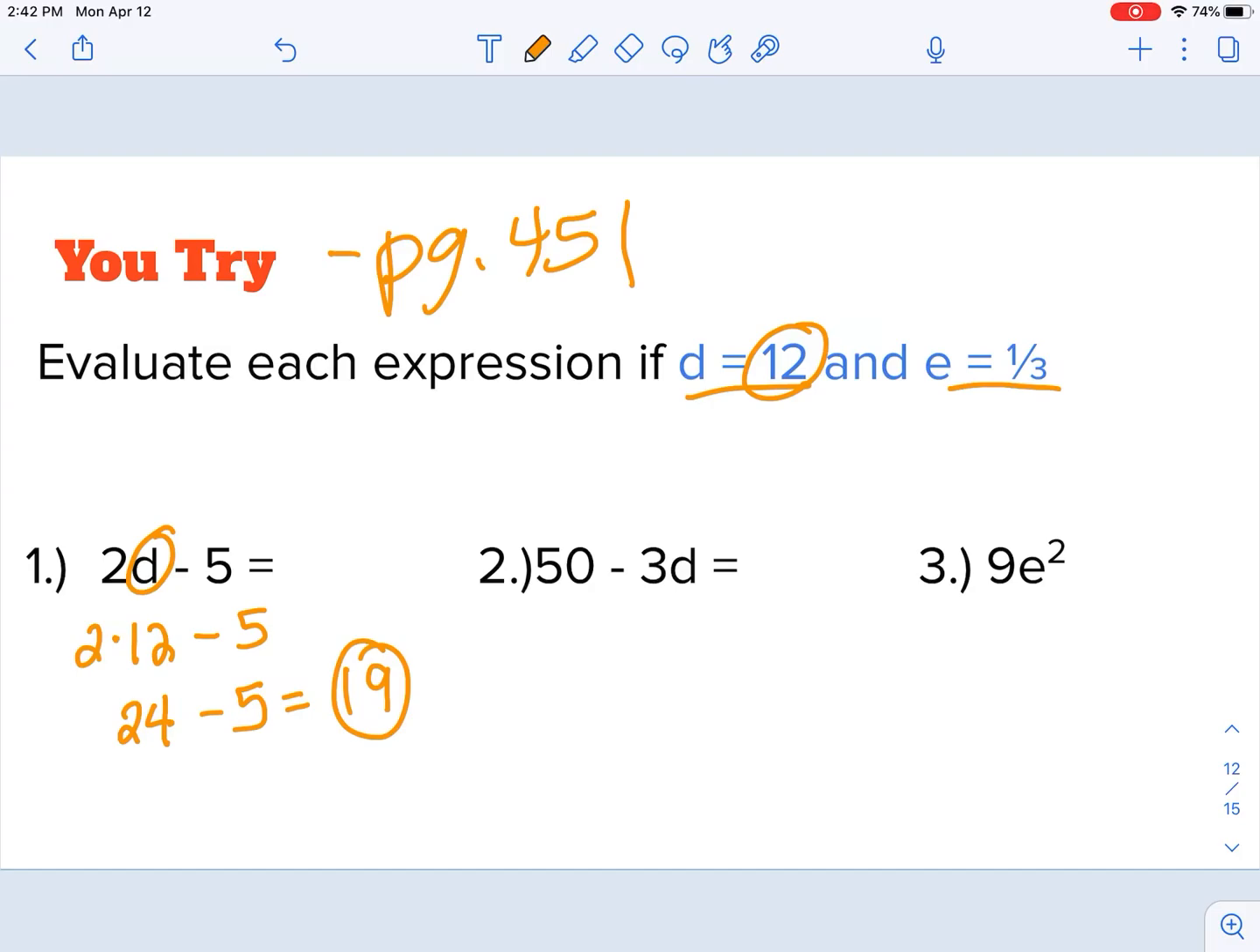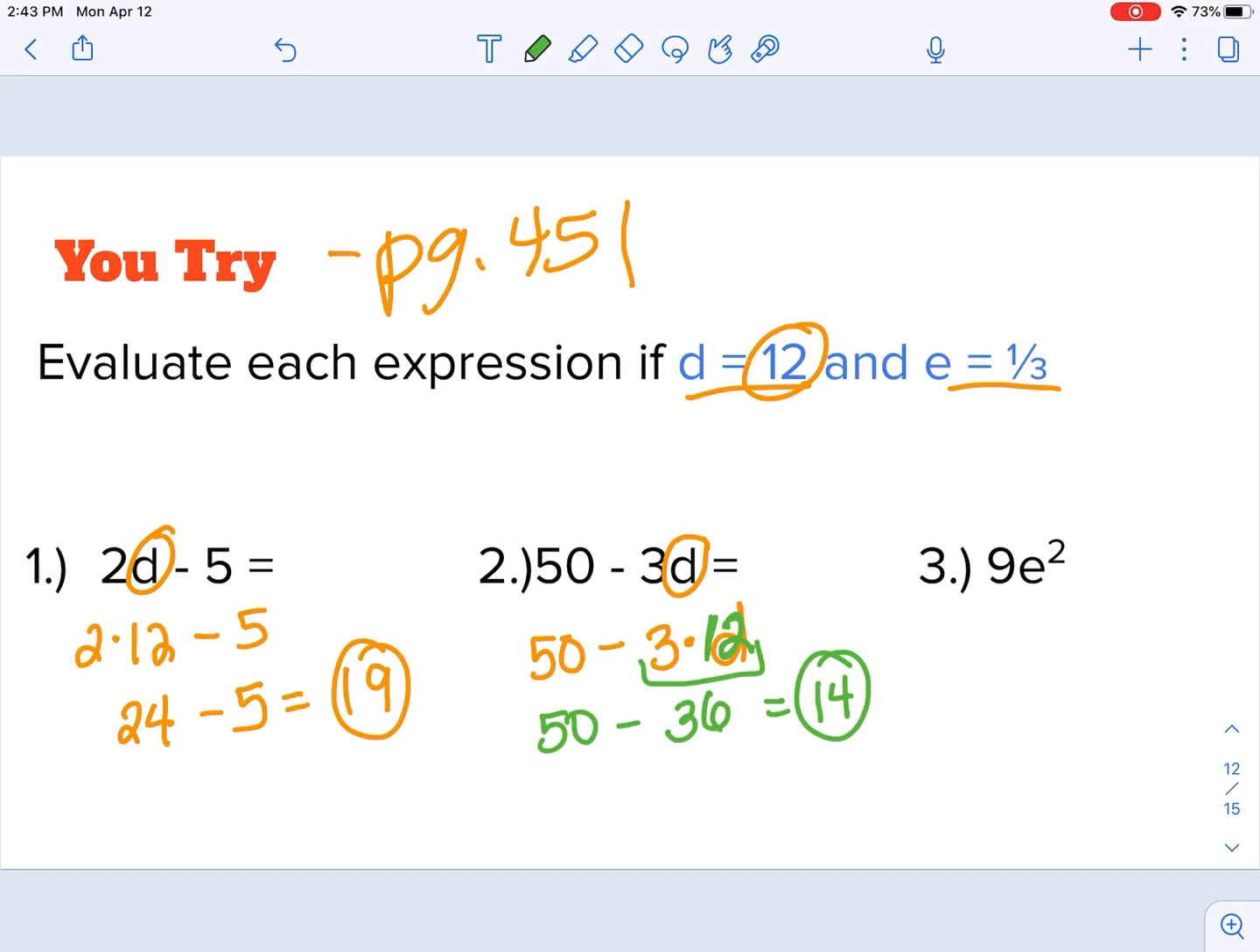Let's look at number 2 now. I have 50 minus 3 times D. Ooh, D is 12, so 50 minus 3 times D. Now I know a lot of you are going to start by doing 50 minus 3 first. But using our order of operations, remember multiplication comes before subtraction, using PEMDAS. So I need to do my 3, oops, I forgot to plug in my 12, so I'm going to write it just right over the top. I'm going to do 3 times 12 first. 3 times 12 is 36, so I'm going to do 50 minus 36, which is 14.